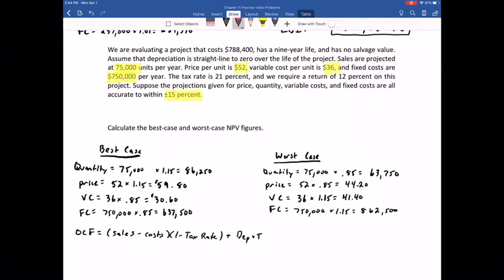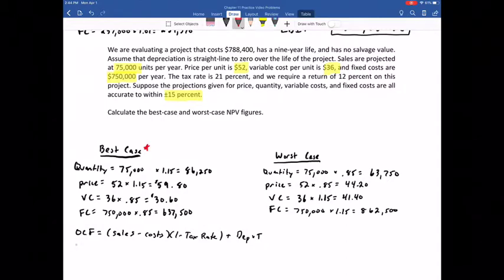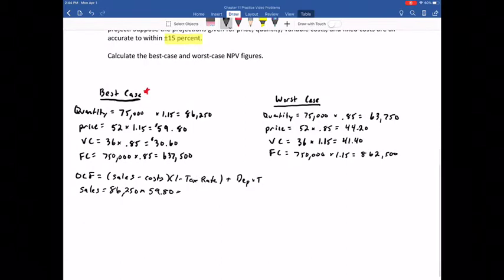I'll highlight this one in red. So let's do the best case operating cash flow, where we would have sales of, I have not yet calculated sales. I need to take these inputs and actually calculate what the pro forma income statement items would be. So one step before I calculate operating cash flow, my sales is going to be the quantity that I have calculated here of 86,250 multiplied by the price in this best case scenario of $59.80, and I would end up having a sales amount in this best case scenario of $5,157,750. Let's go ahead and calculate variable costs.